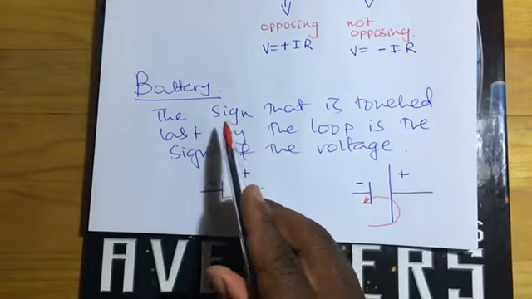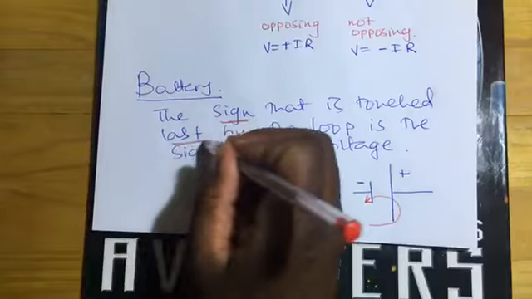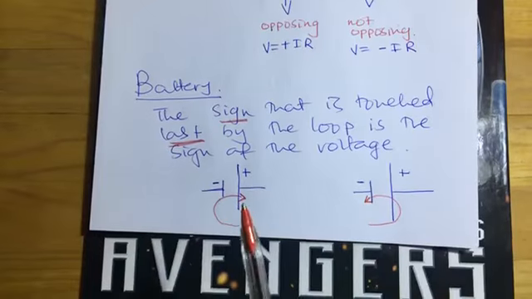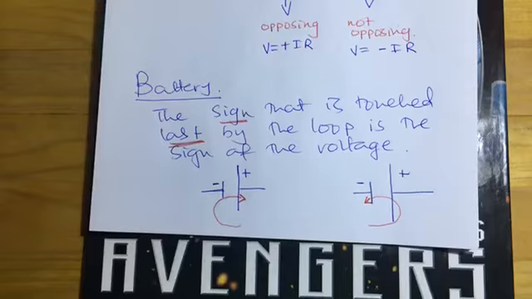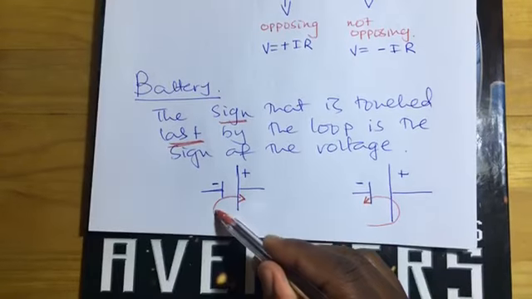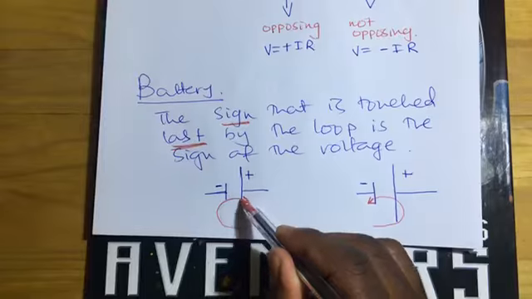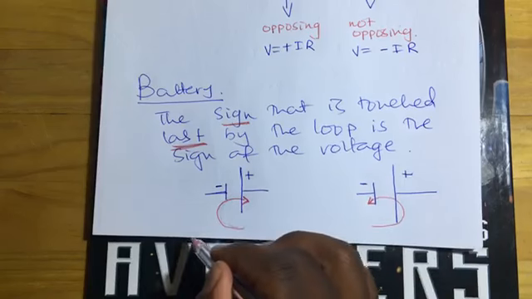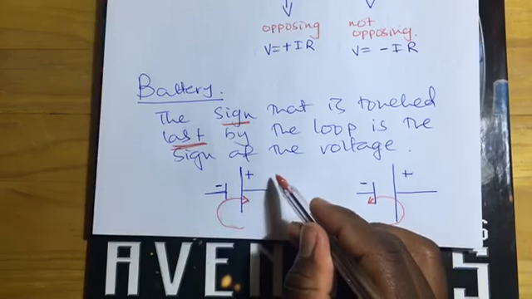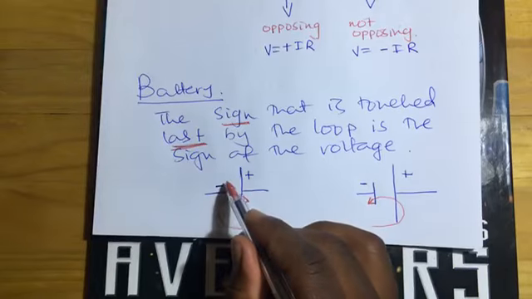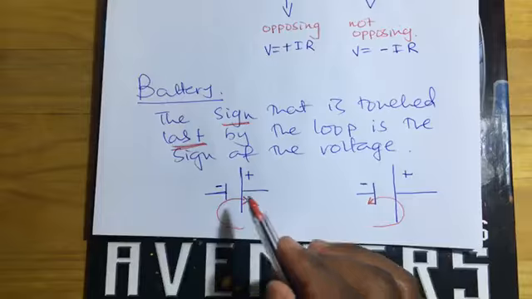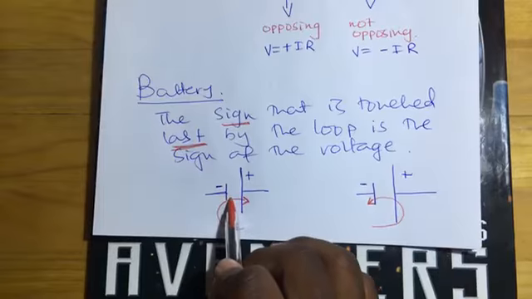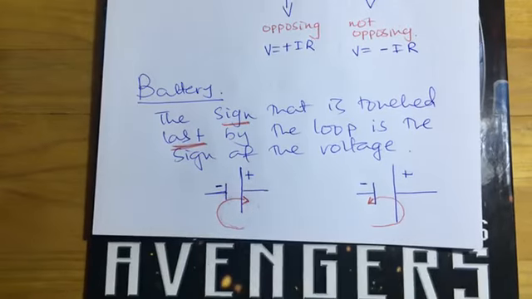You get? We said the sign that the loop touches last, that is the sign of the voltage. So don't really worry about the sign that is touched first. Worry about the sign that is touched last. In this case, the negative is touched first, and then the positive is touched last. Even if I go along the circle that would be formed, I will touch the negative first and then the positive last. Okay.